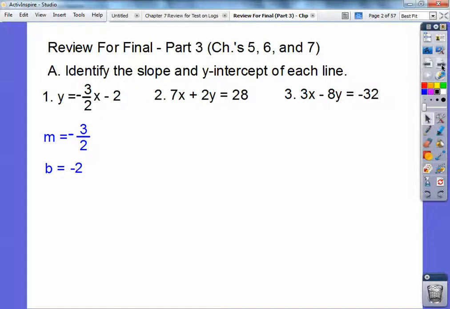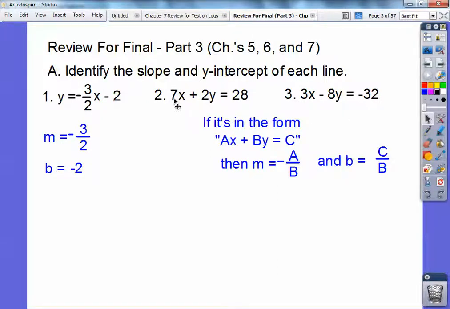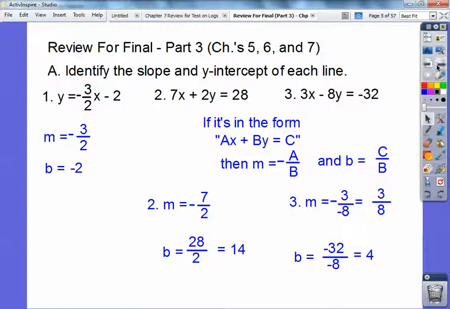When it's in ax plus by equals c form, then your slope is opposite a over b. Don't say negative a because sometimes a is negative, so it's opposite a over b. And then your y-intercept is c over b. There's no opposite stuff. So for this one, the slope is going to be -7 over 2, and the y-intercept is going to be 28 over 2, which is 14. And for this one over here, you get 3/8 and 4.